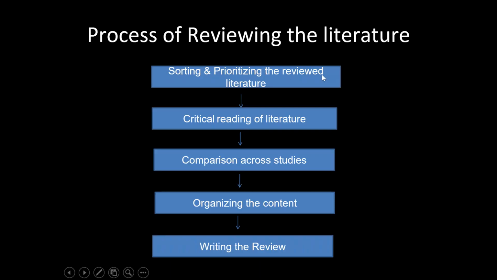So you sort and prioritize the reviewed literature. You have 20 articles, but 3 or 4 you would really love to keep at the top. So in the order of priority, you can sort out those articles, and then you will critically read them. As you start reading for the first time, I would suggest just take a pen or a marker and mark important things right there. You can put an asterisk, you can put a dark line, so that the first time only you have marked important things.